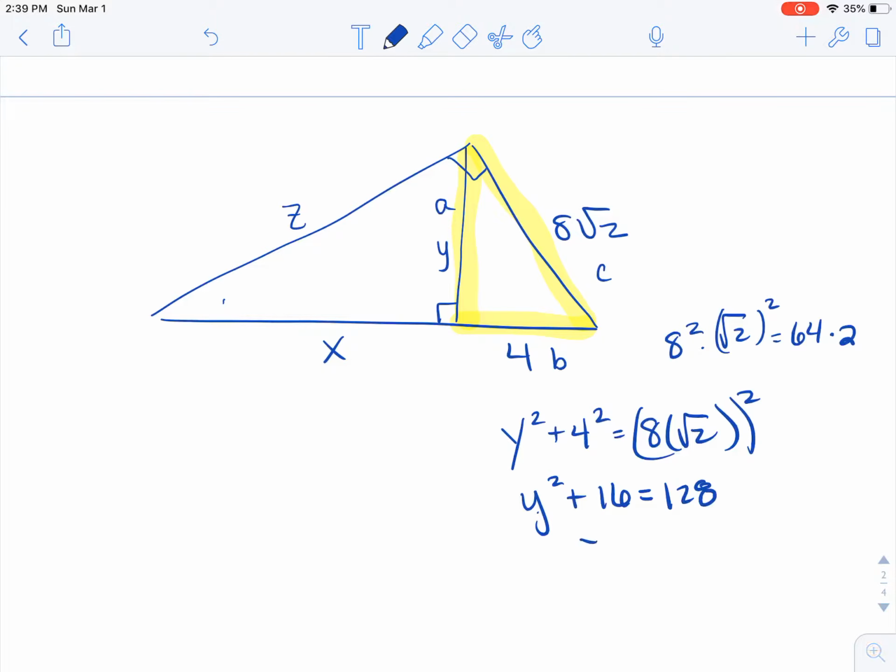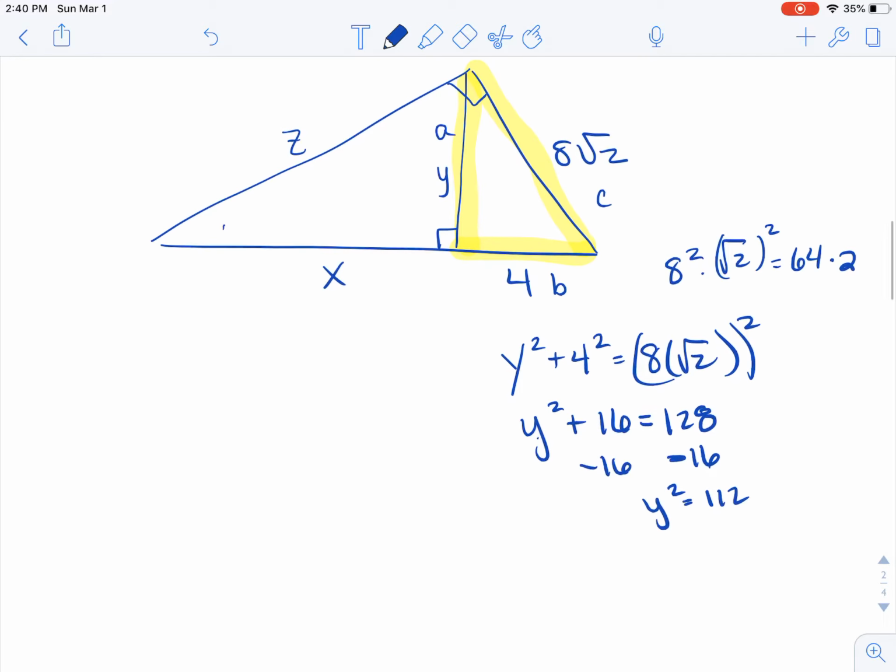Okay, so now we're going to subtract 16 from both sides. So we get y squared equals 112. So then y would be the square root. Y is the square root of 112. And we'd want to see if we could kind of reduce that at all.